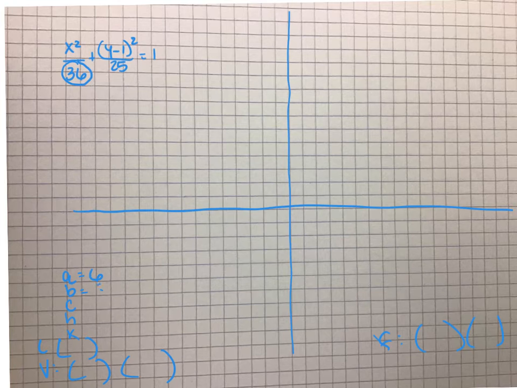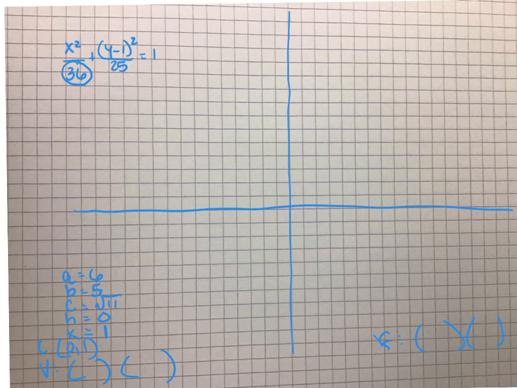B is 5. C is the square root of 11, I think. H is 0 because there's nothing added on to the x. You see why it's 0? And what's K? 1. Plus 1. Very good. And so the center is (h, k), so it's (0, 1).